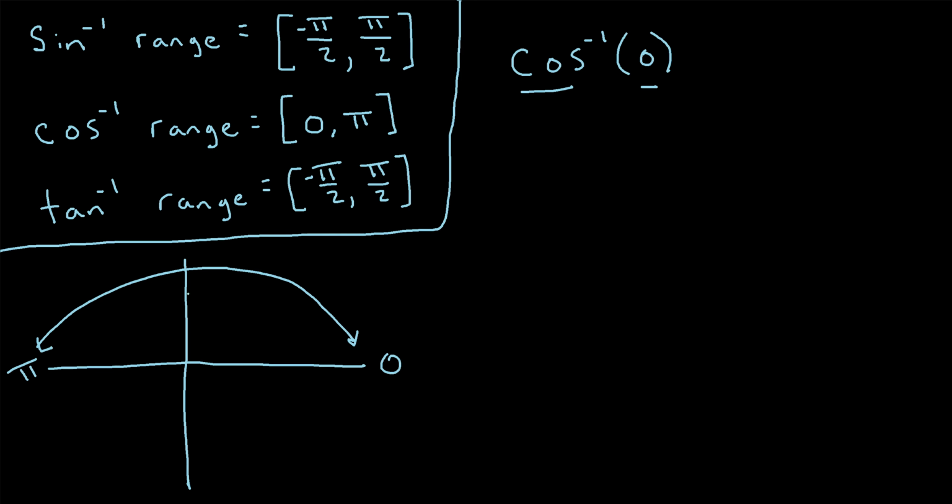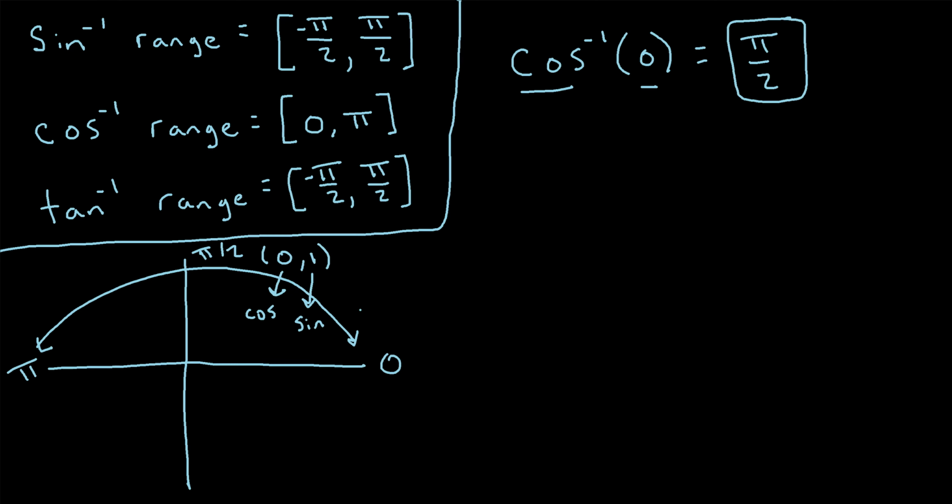Well, it turns out that the angle pi over 2, if you'll recall, the coordinates for that are 0, 1. So 0 corresponds to cosine, while 1 corresponds to sine. So pi over 2 has a cosine value of 0. So our answer is just pi over 2. This is the only angle in this restricted region that has a cosine value of 0.